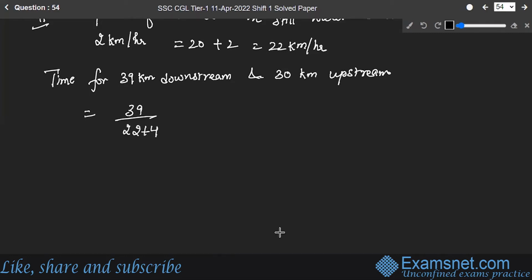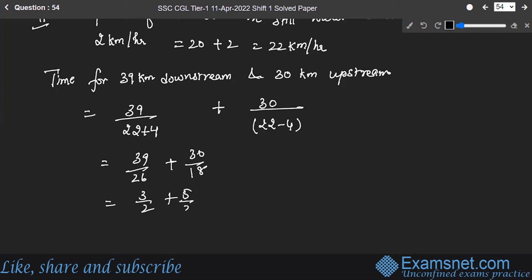See, the two speeds are added, right? And 30. In the case of upstream, the speeds will be subtracted. So this is 22 minus 4, correct? This will give you 39 upon 26 plus 30 upon 18, right? So this is equal to 3 by 2 plus 5 upon 3, which you will be adding and you will get 19 upon 6 hours. I'll be converting them into minutes.